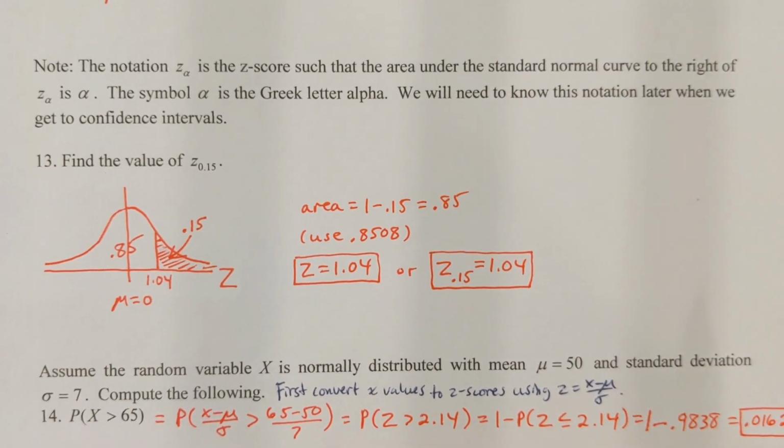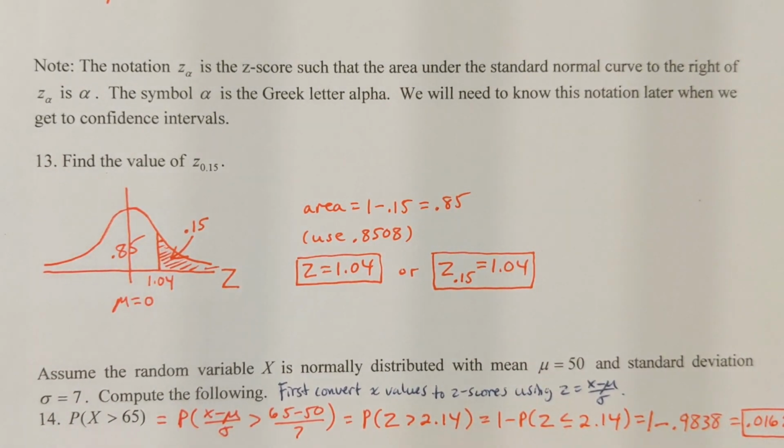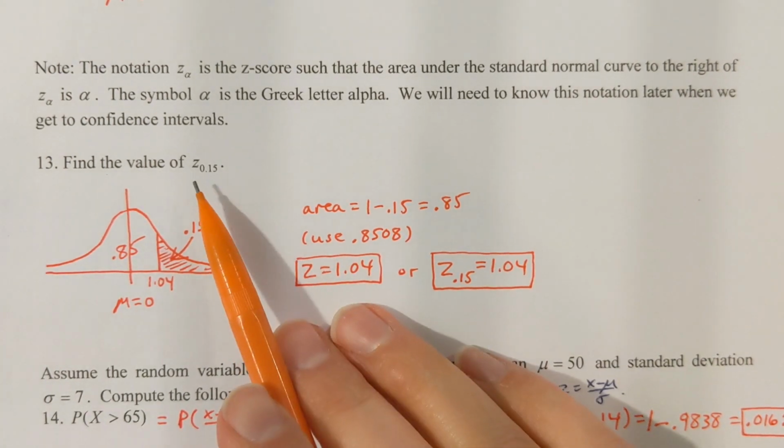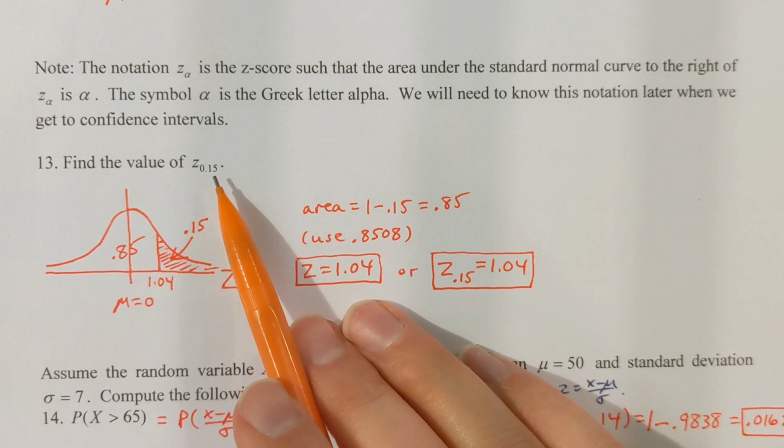Here's some notational stuff next. A note: the notation z sub alpha is the z-score such that the area under the standard normal curve to the right of z sub alpha is alpha. Alpha is a Greek letter, a lowercase alpha in Greek. We're going to need to know this notation later when we get to chapter 9 and we talk about confidence intervals. Okay, so problem 13, we want to find the value of z sub 0.15.